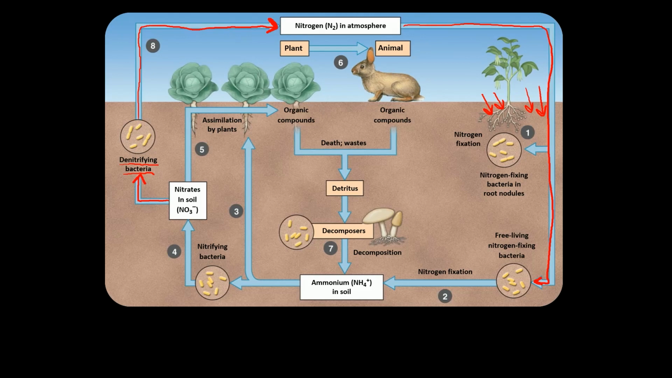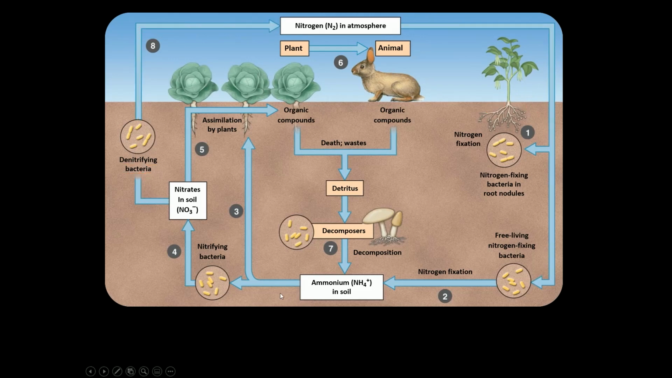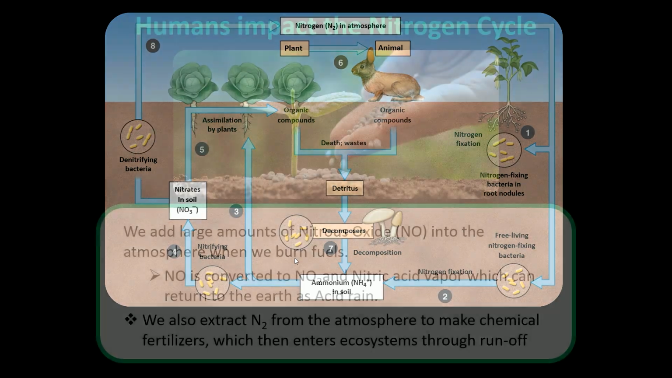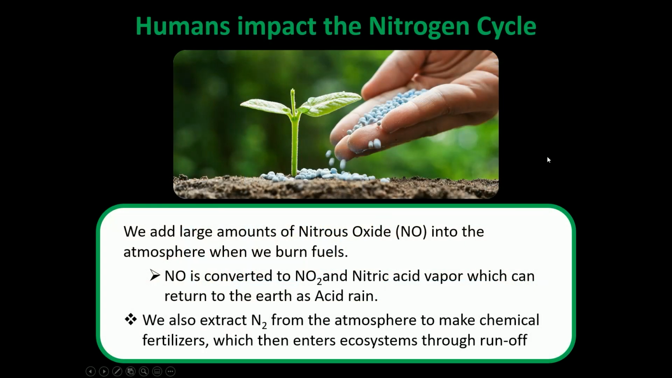So those are the steps of the nitrogen cycle. How is it that humans impact the nitrogen cycle, or how do we affect the nitrogen cycle? Well, one thing that we do is when we burn fossil fuels in particular, we add a large amount of nitrous oxide into the atmosphere. So we dump a lot of nitrogen into the atmosphere.